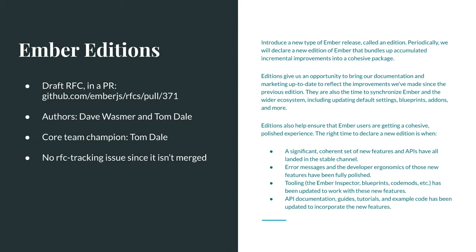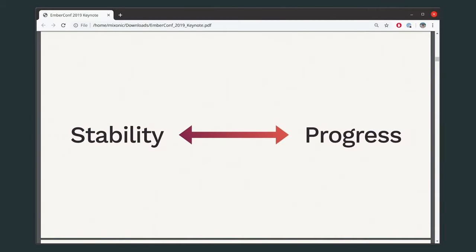So there's a draft. The authors are Dave Wasmer and Tom, and they've been working really closely on this. I think Dave was actually encouraged by Tom to write this, which is often how an RFC gets started. Tom is definitely the champion. This is the summary of what it does, not the motivation section, but just at a high level. They give us an opportunity to bring our documentation marketing up to date to reflect the improvements we've made since the previous edition, which of course has a couple layers of hand wave, and we're gonna get into a little bit more detail. So why would we want to create this thing called editions?